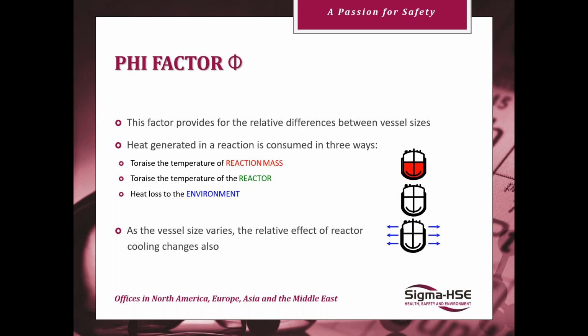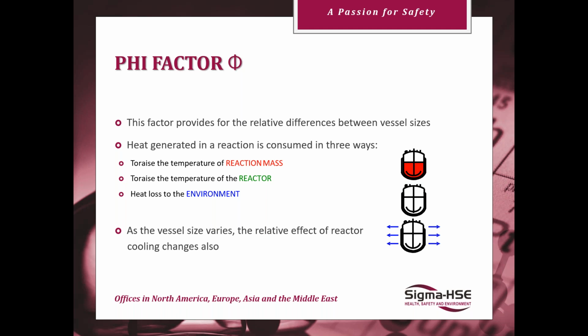So here we are, phi-factor. This factor provides for the relative differences between vessel sizes. As we've seen, as you scale up, cooling and heating effects react very differently depending on the size of your vessel. So this phi-factor really neatly allows you to correct for that. Heat generated in a reaction is consumed in three ways. That is, to raise the temperature of your reaction mass. Now that's going to occur in the first instance because either the heater is in the reaction mass, or you have an exothermic event in which your reaction mass is self-heating.